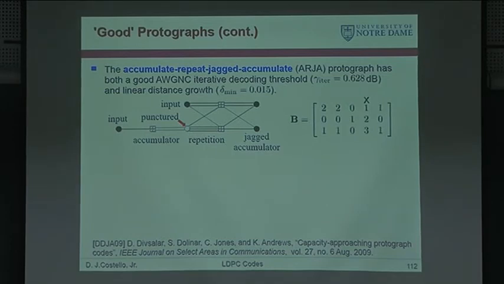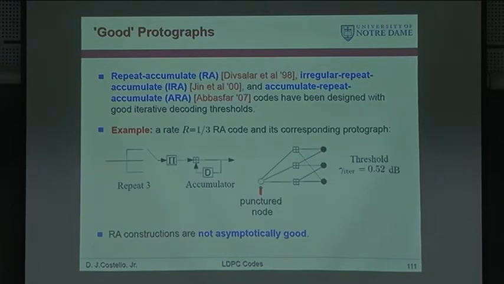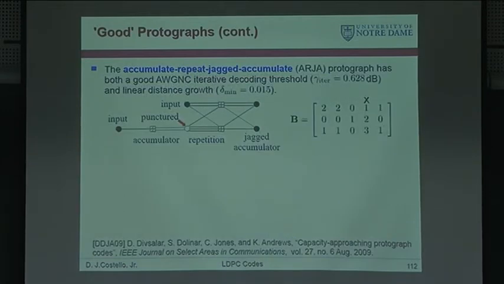Then they started to think, well, how could we take a protograph like this and maybe change it so it was asymptotically good, and we'd still have good thresholds? And they came up with something called accumulate, repeat, jagged accumulate, ARJA protographs. They're similar, but notice they're a little bit bigger. They still have a punctured node. They have 5 variable nodes, including the punctured node, and 3 check nodes. So the base matrix corresponding to this protograph is a 3 by 5.